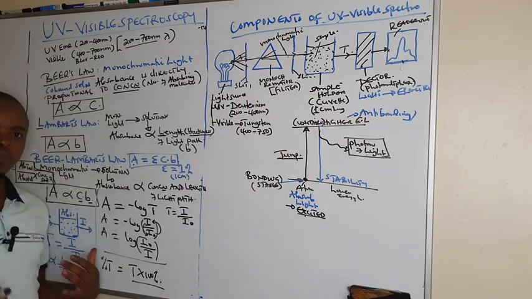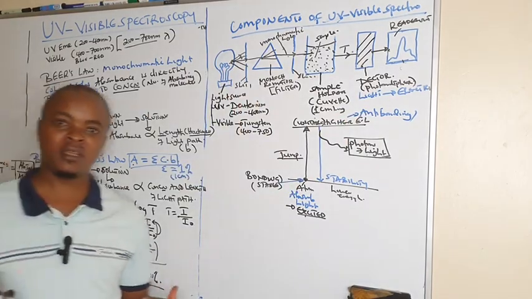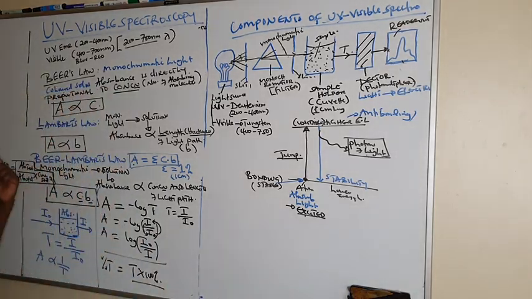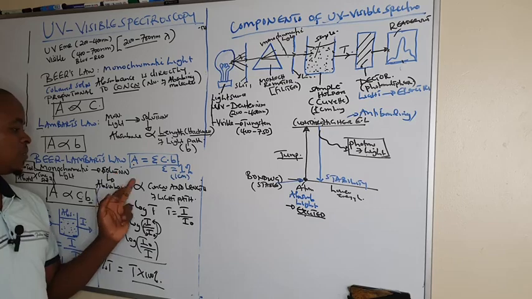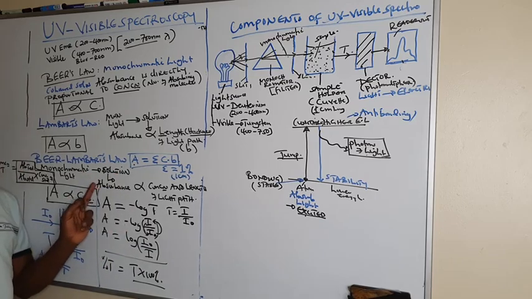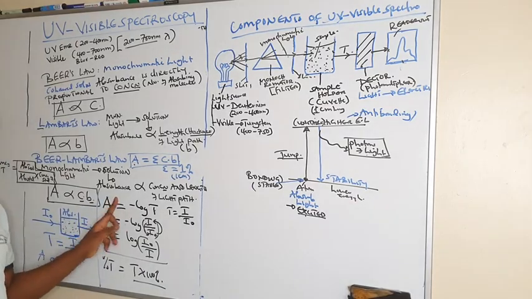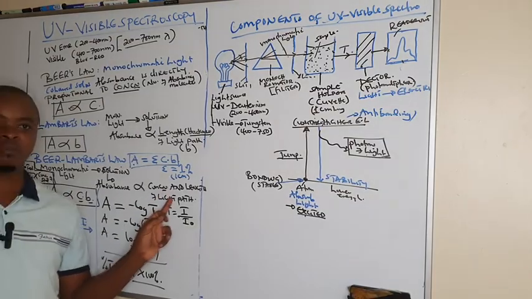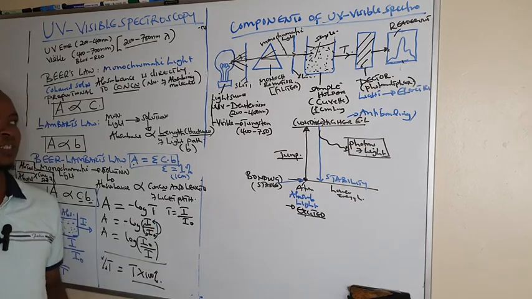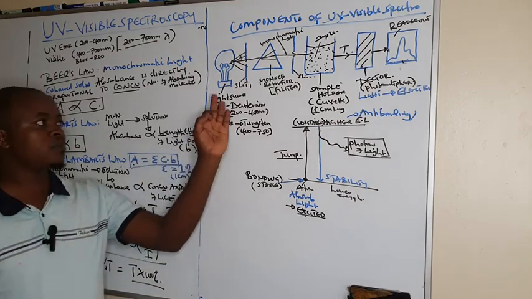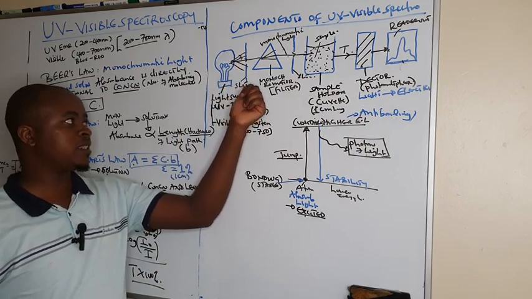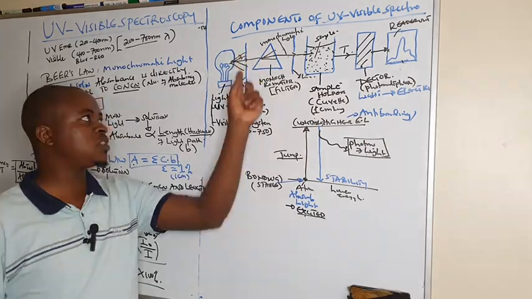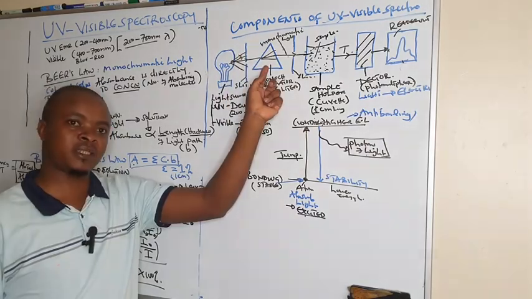If they ask you the principle of UV spectroscopy, you first tell us that it works under the principle of Beer-Lambert's law, which states that when a monochromatic light passes through a colored solution, the amount of light absorbed is directly proportional to concentration and length of the light path. Then you tell us that when light from the light source is produced, it passes through slit one, which prevents stray light from reaching the monochromator.